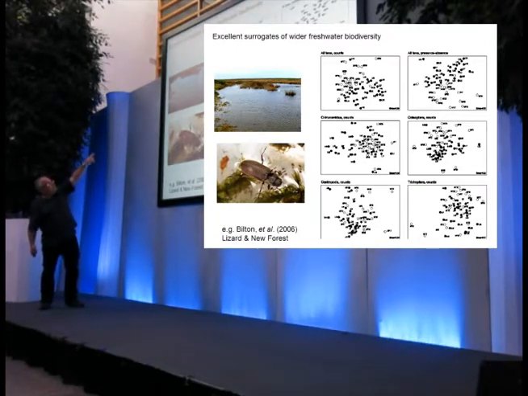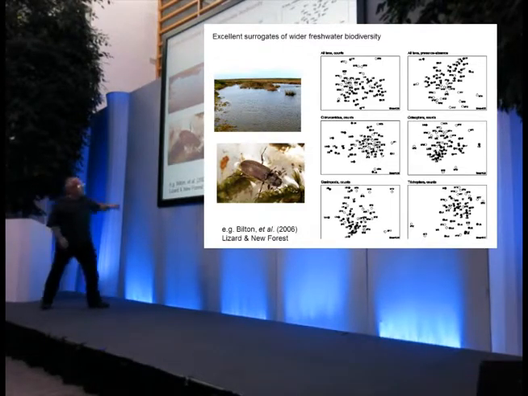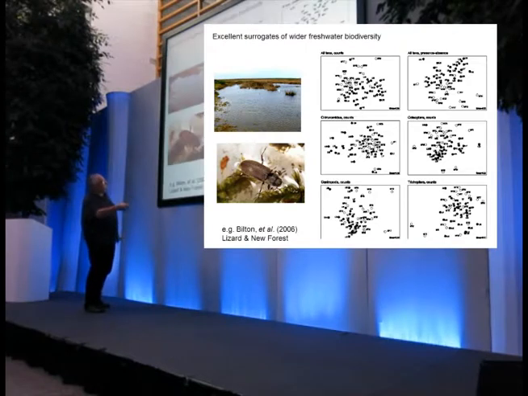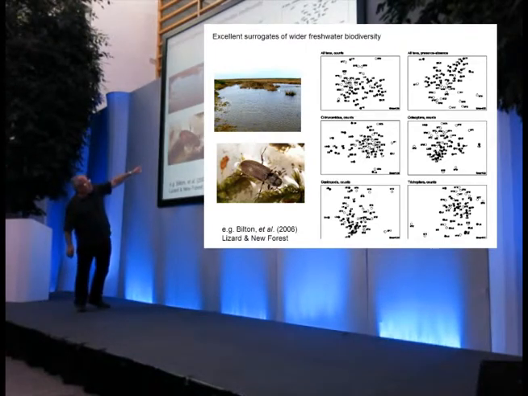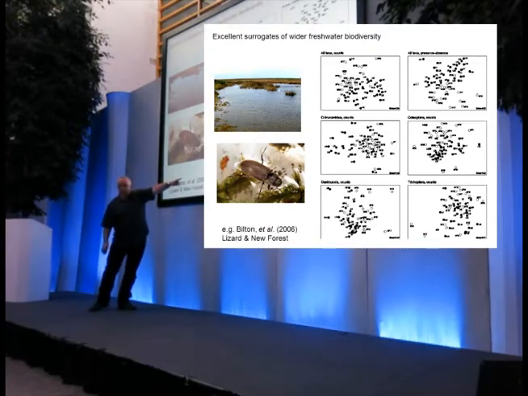At the top we've got all the different groups of freshwater macroinvertebrate that we identified. Then we've got the chironomids in the middle, the beetles next to them, the snails there, and the caddisflies.